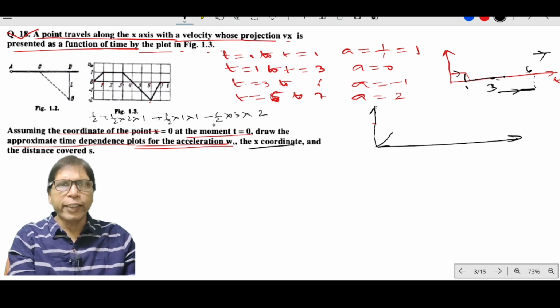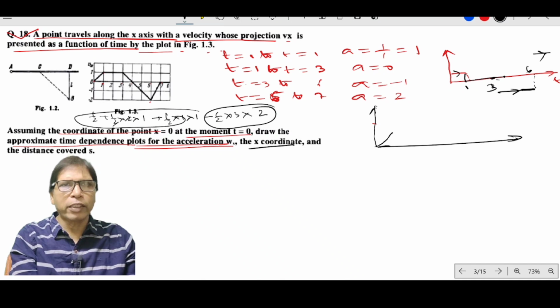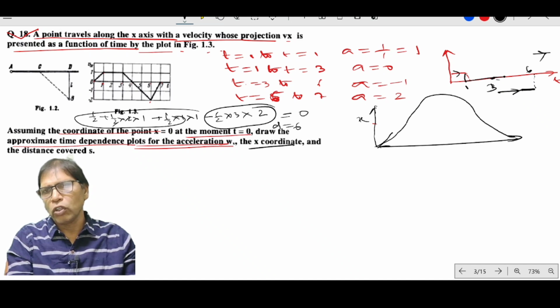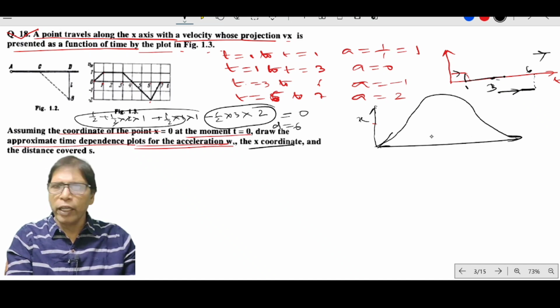Okay, so look at this, this is the minus 3, and this is the plus 3. So displacement is 0, and the distance covered is 3 plus 3, so distance is 6. Therefore the x-t graph becomes, look at this way, increases then decreases to 0. Okay, this is the displacement time graph.